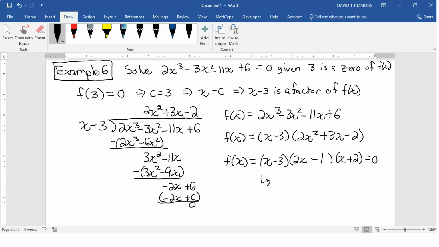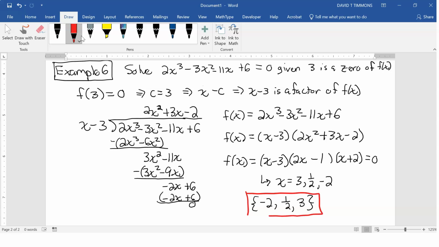And so what are our roots from the factors? Well, we'll get x equals 3, 1/2, and minus 2. And just note, in solution set notation, the roots are written in ascending order. And so those are the three roots or solutions that make this function f of x equal to 0.